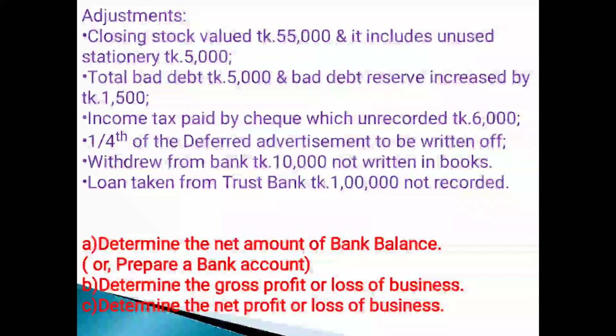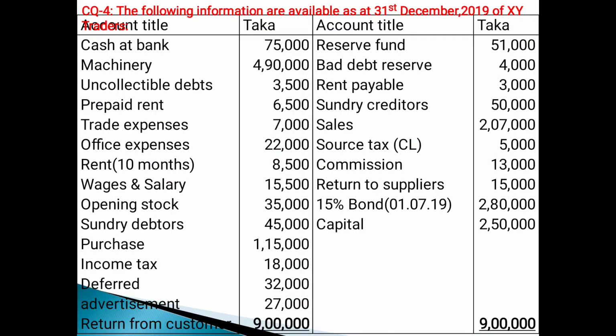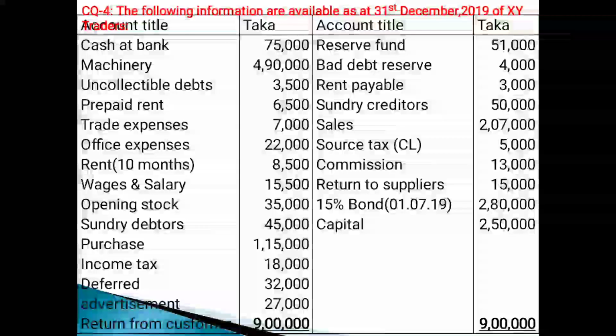Dear students, second adjustment is total bad debt Taka 5,000. We can see in the trial balance amount of uncollectible debt Taka 3,500, but total of bad debt is Taka 5,000. So at this moment new bad debt is Taka 1,500. Uncollectible debt given in trial balance, on the left side, third item, is 3,500, and new uncollectible debt is 1,500. Total of bad debt is Taka 5,000.